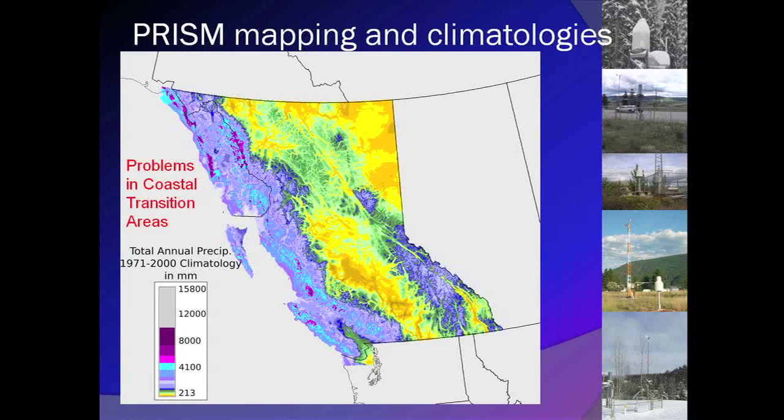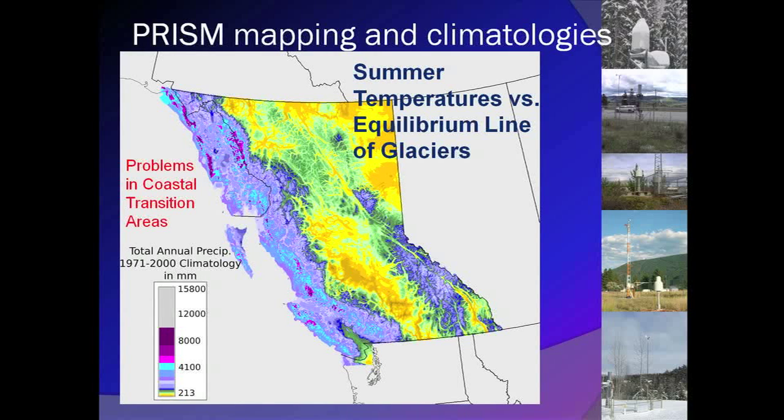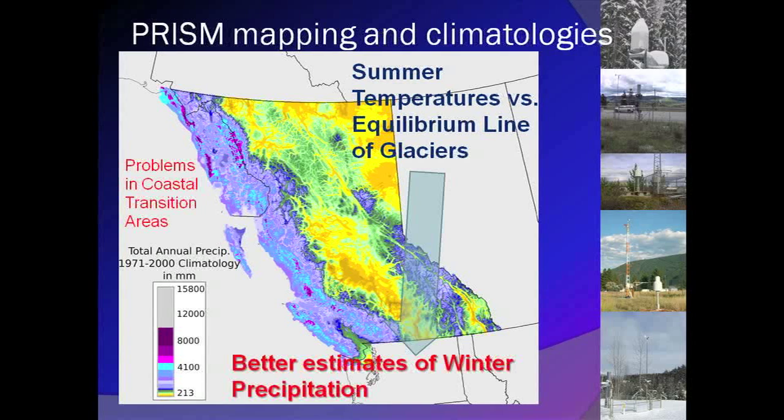So what Farron Anslow, who's the lead at the PCIC on this project, did is he also understands there's a relationship between summertime temperatures and the equilibrium line of glaciers. And so he took that relationship and applied it to get a better estimate of the winter precipitation.